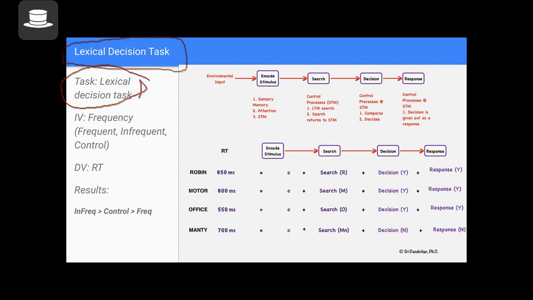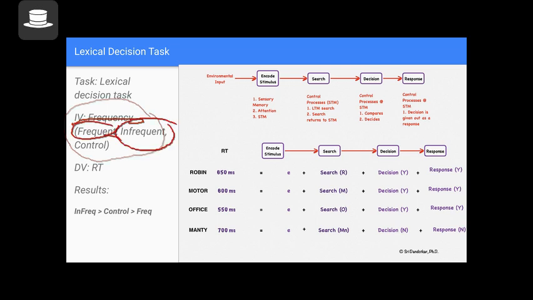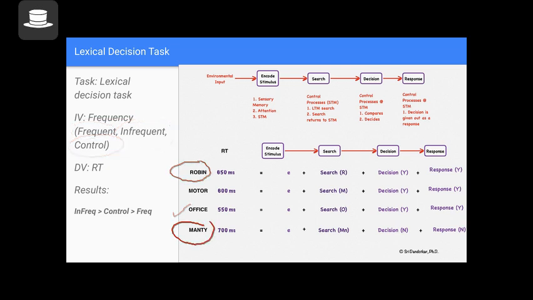What the researchers manipulated in this example is the frequency. Again, there will be lots of words. I just showed you a few strings of letters here, but the IV, what was manipulated, was the frequency of the word, whether it was a frequent word or an infrequent word or a control word. For instance, a word like office is a frequent word. A word like Robin is an infrequent word. And a word like Manti is a control non-word.